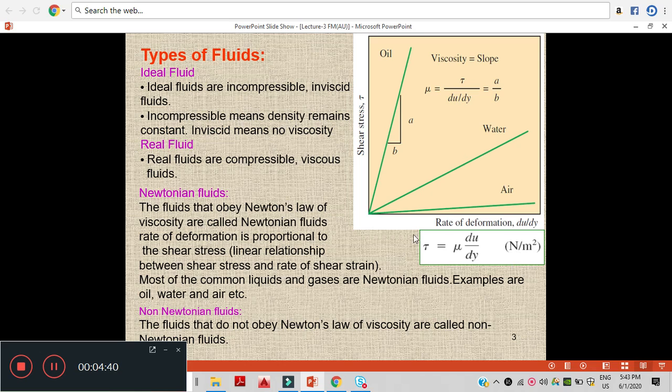So this is the behavior of Newtonian fluids. Air, oil, and water are Newtonian fluids. Now next, let us move on to the non-Newtonian fluids.